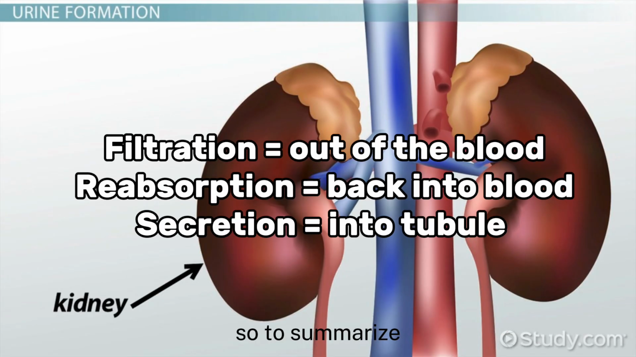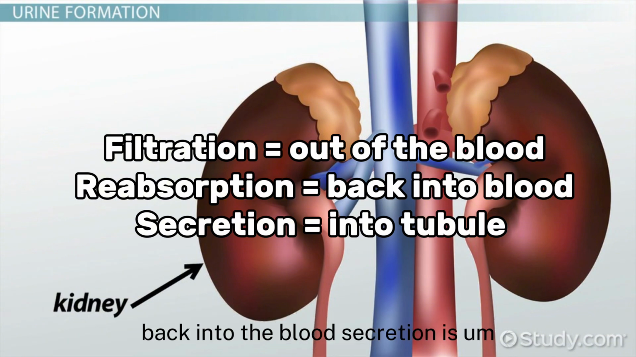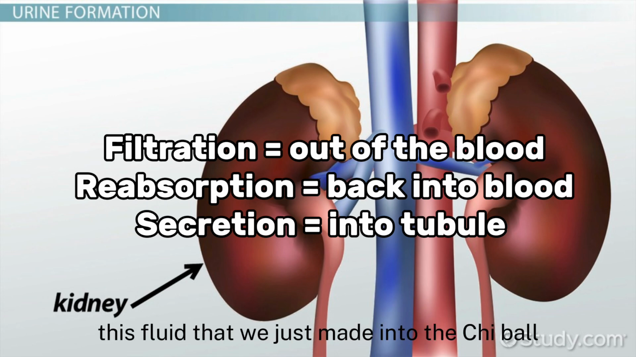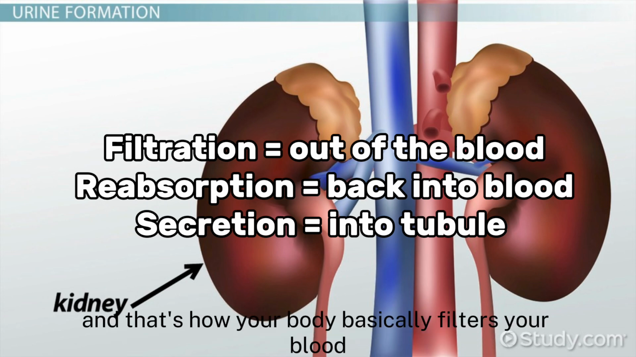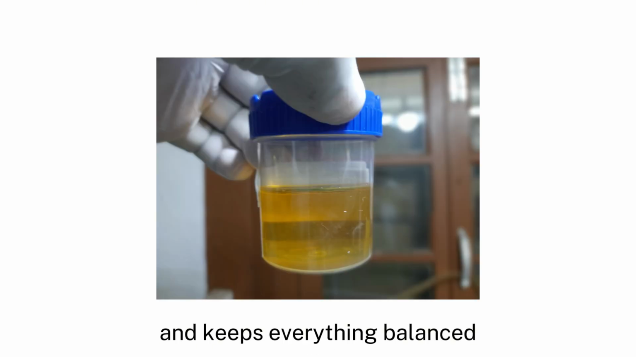So, to summarize, filtration is basically kicking solutes out of the blood. Reabsorption is taking back the important solutes back into the blood. Secretion is flowing all those, this fluid that we just made, into the tubule so we can expel it. And that's how your body basically filters your blood and keeps everything balanced.